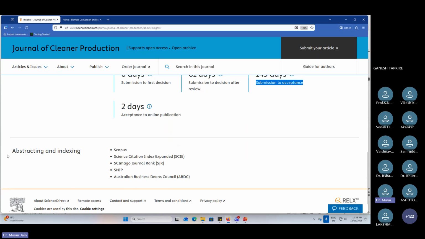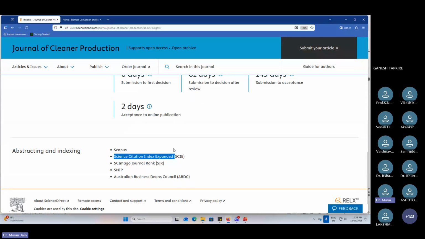Okay, and then finally, obviously, abstracting and indexing. So in general, many people say, sir, we have published in SCI, we have published in SCI. In India, we have the tendency to focus mostly on Scopus and SCI journals. Now, what is SCI? It is the Science Citation Index. Not all the journals of Elsevier or even Springer or ACS come under the SCI, right? So earlier it was SCI, but now it is SCIE, that is Science Citation Index Expanded.